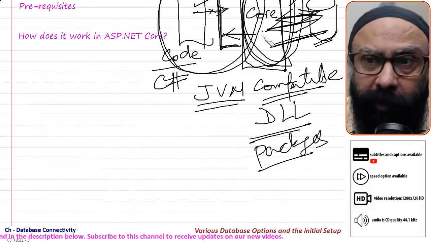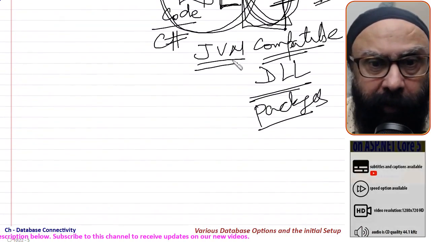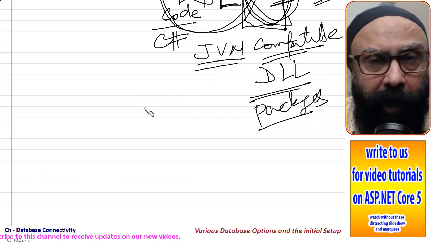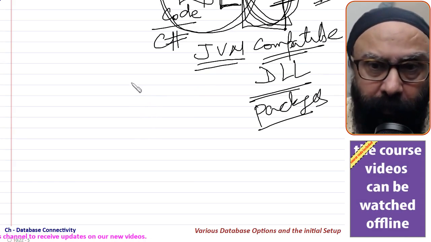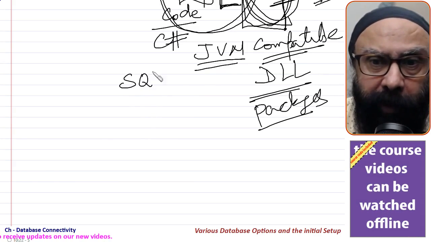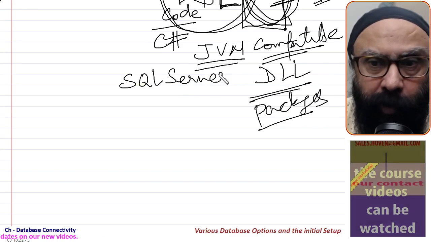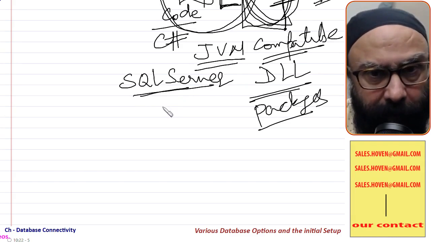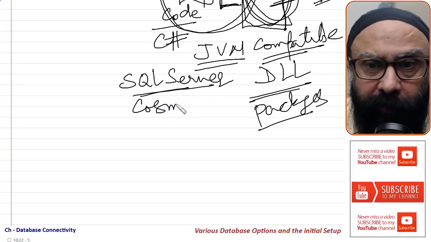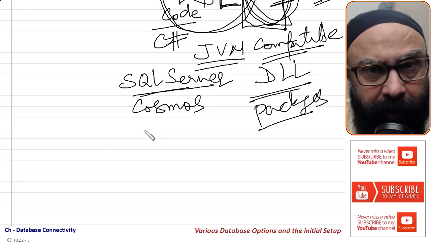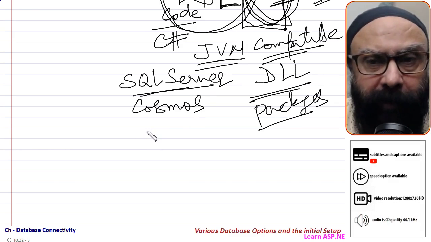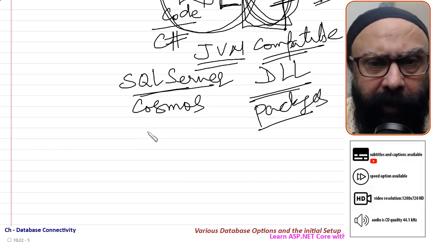So now you must be interested in knowing what all EF frameworks are readymade available to you. SQL Server is available. You can connect to a SQL Server and its EF framework is available. Cosmos, PostgreSQL, MySQL, Firebird, MS Access, and many others, they are available.